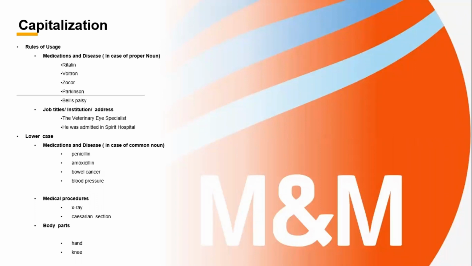And if we have, let's say, simple other diseases such as diabetes, hypertension, and so on, you can use the lowercase letter. Medical procedures can be in the lowercase. Body parts can be in the lowercase. Job titles in uppercase. We have to use the days, months, year in the uppercase, right?